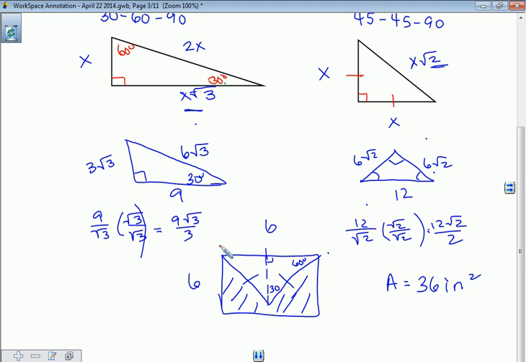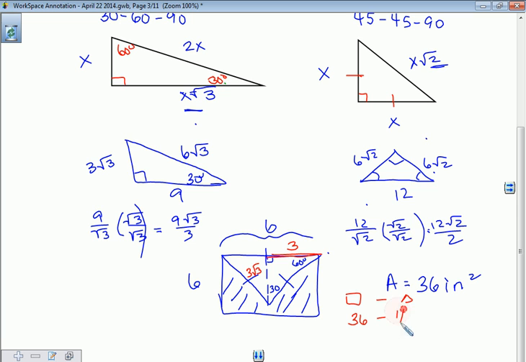So if all the way across was 6, what is halfway? 3. So the short leg is 3. So what would the altitude of that triangle be? 3 roots of 3. So I could do the area of the square minus the area of the triangle, which would leave me the shaded region.